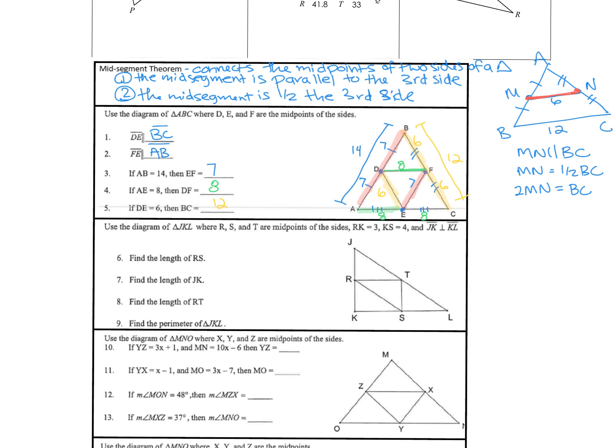The next problem says that R, S, and T are the midpoints. So let's mark them that way. And S. And I know that RK is 3 and KS is 4. And it says that JK, the vertical side, is perpendicular to KL. So the first thing it wants me to find is RS.